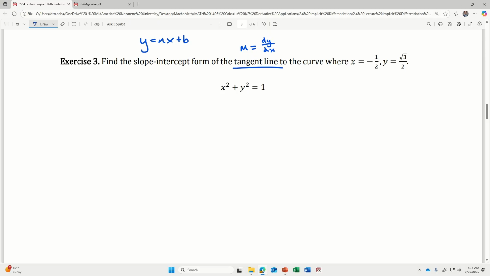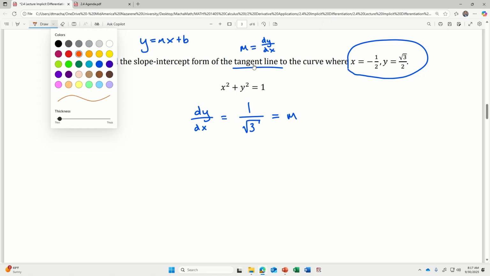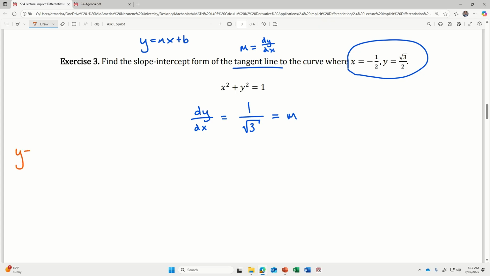It's the same original equation. And so we still know, like we did in the last example, that at this point dy/dx is equal to 1 over square root 3. And so that's going to be the slope of my tangent line. And to start, we should use the point slope form of a line. And then we'll rearrange it to get the slope intercept form. But your starting point is the point slope form.